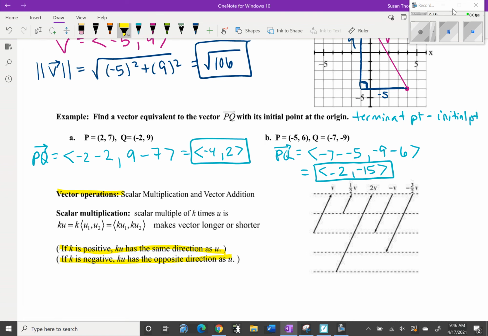So if we look at this first vector v, if we did half of v, so notice then the length is half of what it originally was. 2 times v, notice that it is twice as long as this original vector v that we have right here. This is the original vector. Notice that -v goes the opposite direction. And then the last one we have is -3/2 v, which is again opposite direction. So that would give us our vector operations.